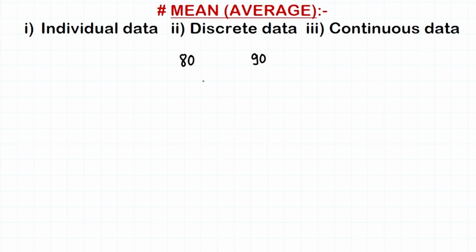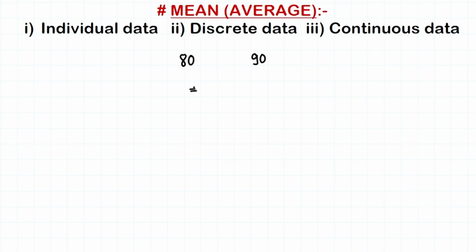So the average marks cannot be 80, okay? You can't say 80 because you got 90 in science, and you can't say it's 90 because you got only 80 in maths. So the average marks is going to be 85 marks, okay? So it's going to be in between these two marks. Now, how do we find that average marks?